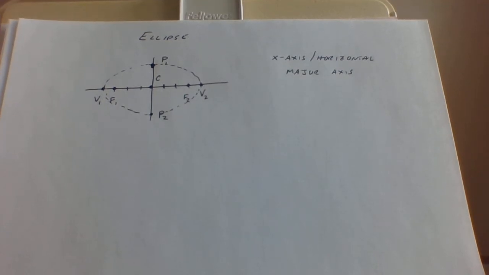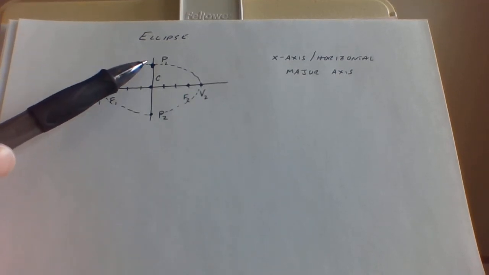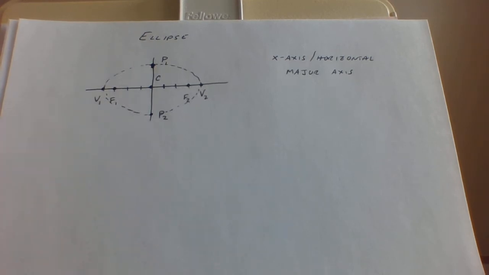I'm also going to be taking a look at two other points. I'm going to call them P1 and P2. Those are going to lie along my minor axis, which in this case, my y-axis, or my vertical axis, would be my minor axis. It's going to be shorter than the bigger one.